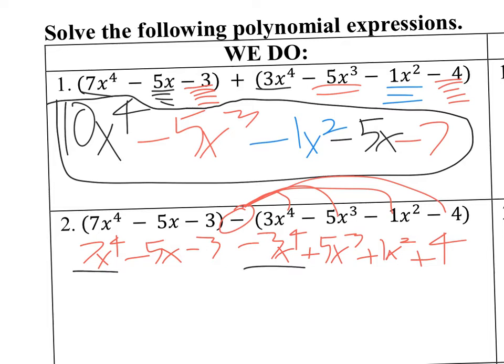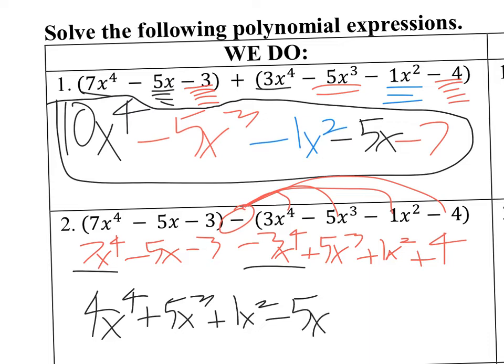We have 7x to the fourth minus 3x to the fourth, so that makes 4x to the fourth. The next thing to come would be that plus 5x to the third, plus 1x squared. And then I can do the minus 5x. Right, and the last thing I can do is minus 3 and plus 4. So that'll just add to get a 1.